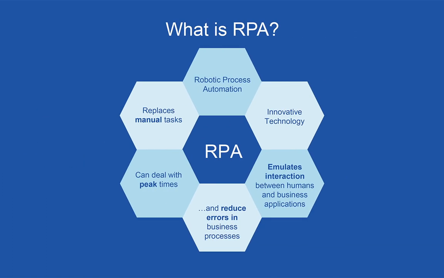RPA stands for Robot Process Automation, an innovative technology that aims to automate manual, time-consuming, rule-based business processes while providing scalability during peak times and significantly reducing the number of errors in the process. UiPath accomplishes that by emulating the interaction between humans and business applications. This means that the robots can open and close applications, navigate through a menu, perform clicks and selections, switch between several systems, and take many more actions in a similar way that a human user would.